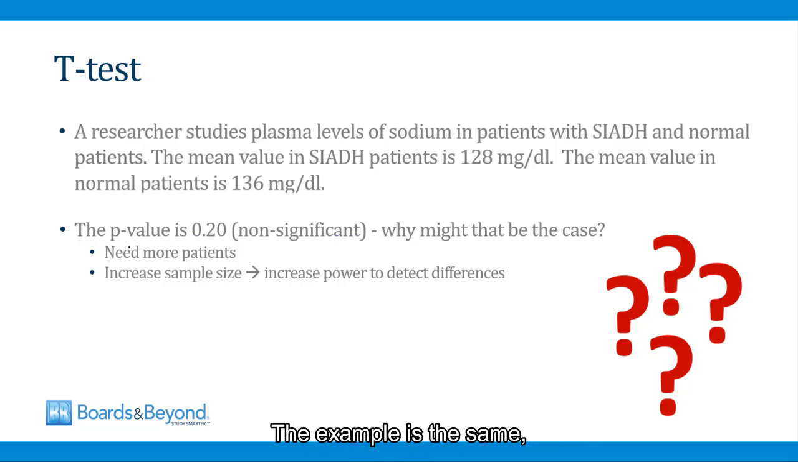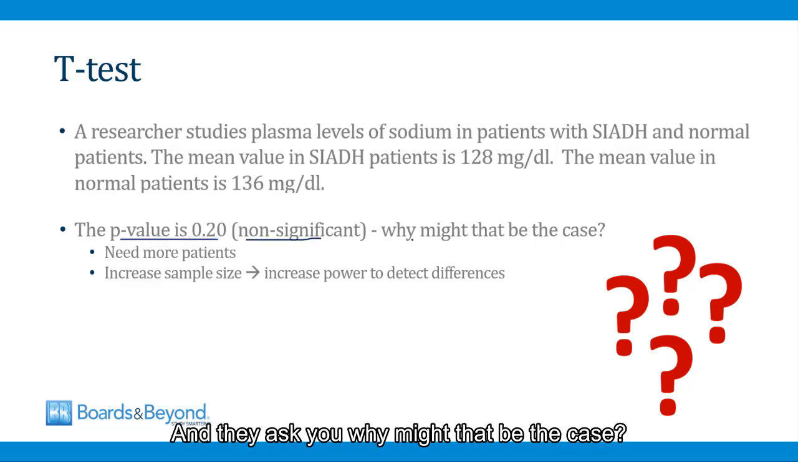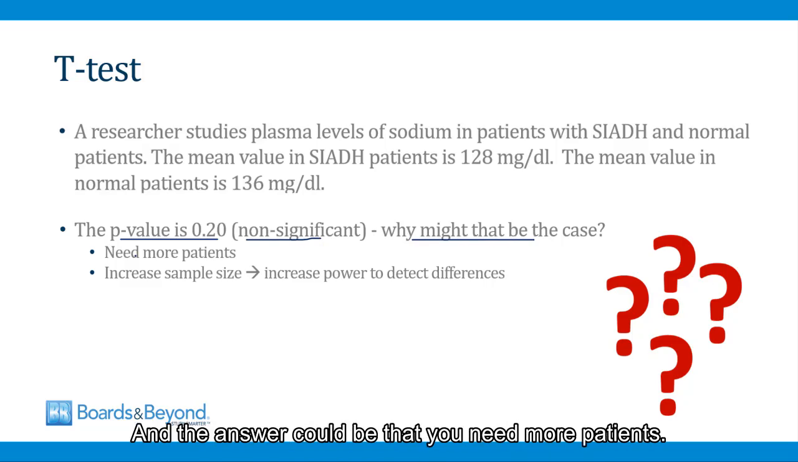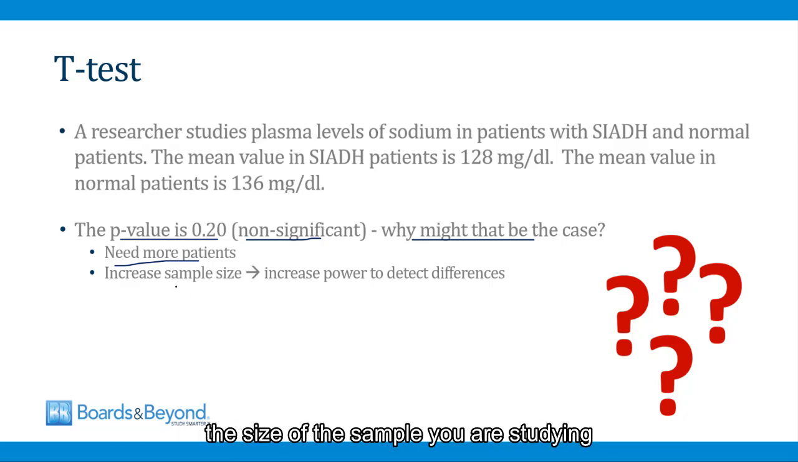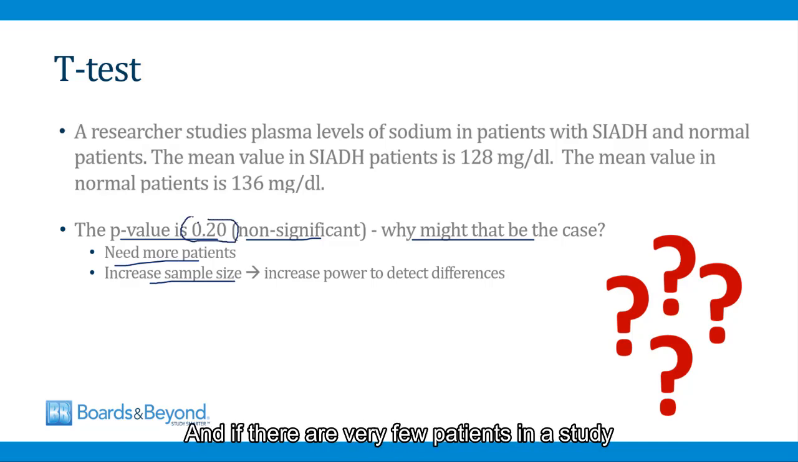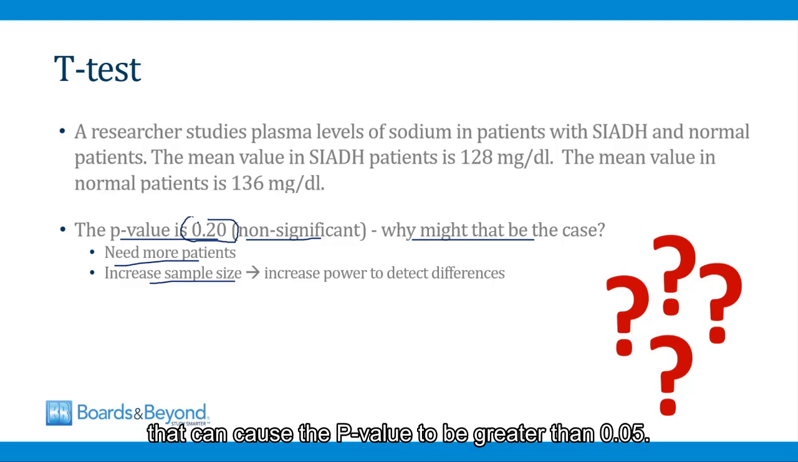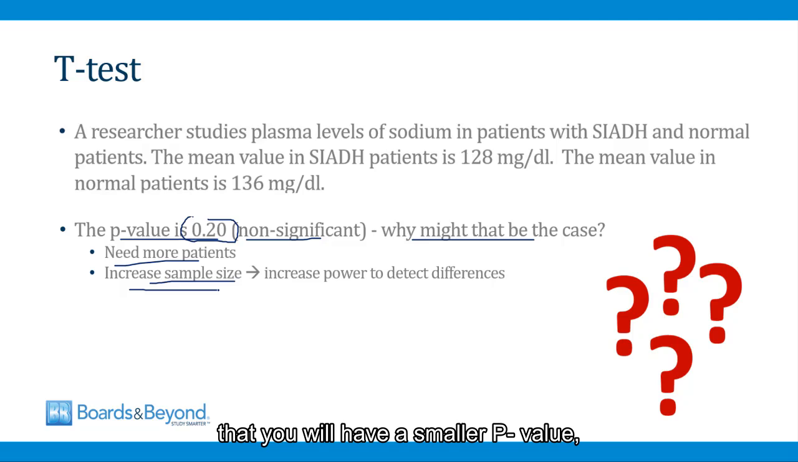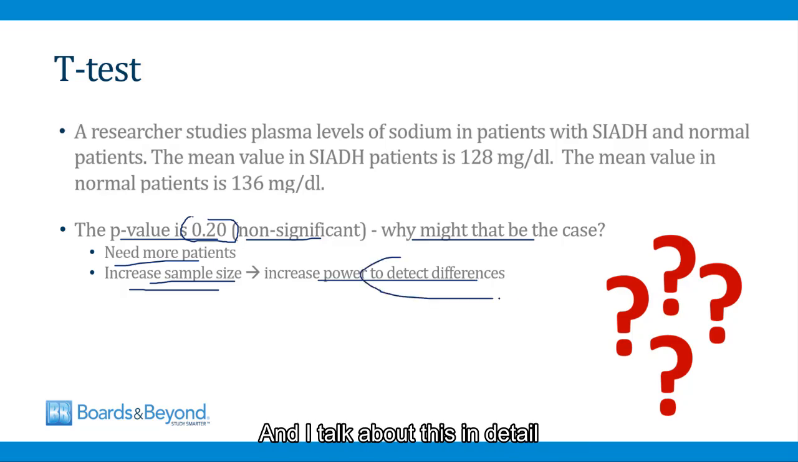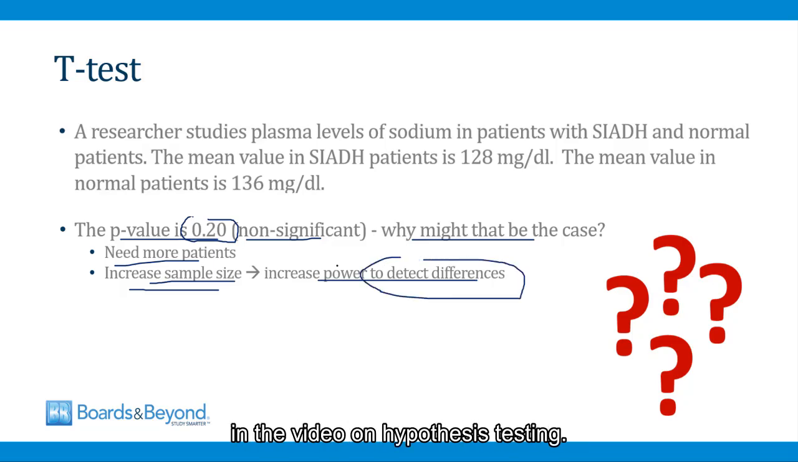And here's another question. The example is the same, but they tell you the p-value is 0.20, which is non-significant, and they ask you why that might be the case. And the answer could be that you need more patients. Remember that the number of data points, in other words, the size of the sample you are studying, has a bearing on the p-value. If there are very few patients in a study, that can cause the p-value to be greater than 0.05. If you increase the sample size, it makes it more likely that you will have a smaller p-value, and it gives you more power to detect differences between groups. And I talk about this in detail in the video on hypothesis testing.